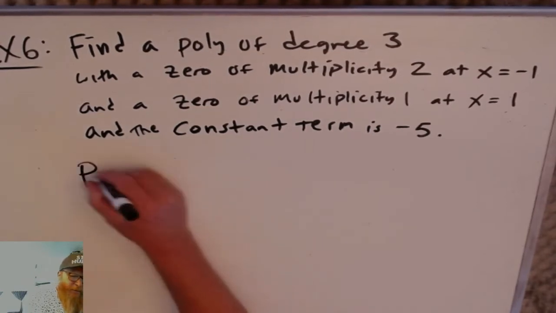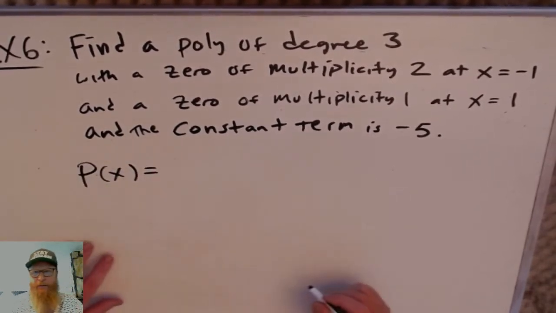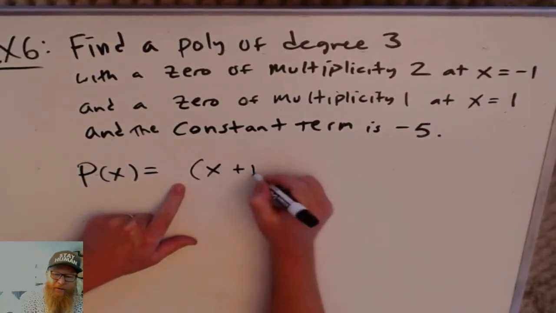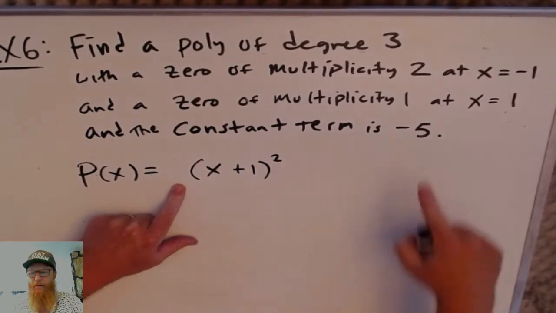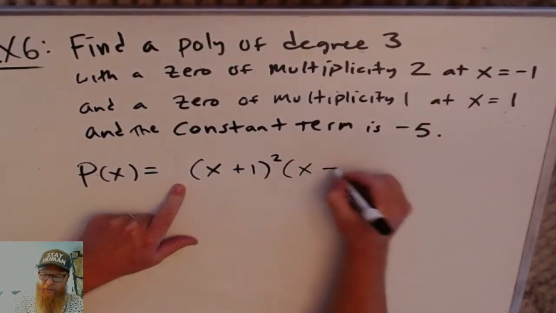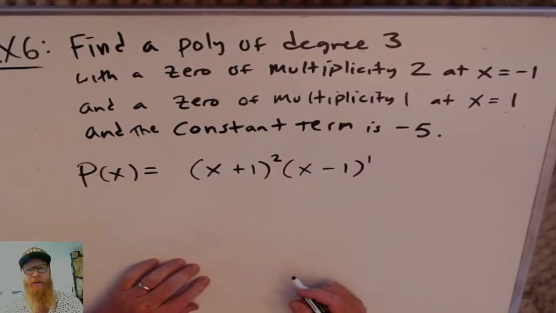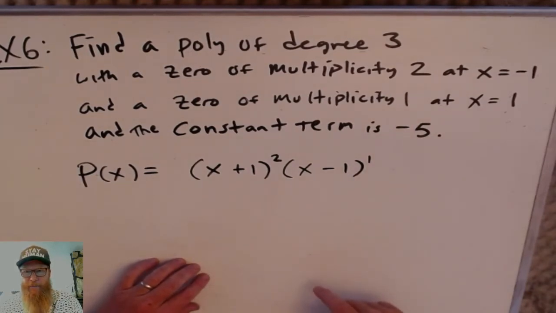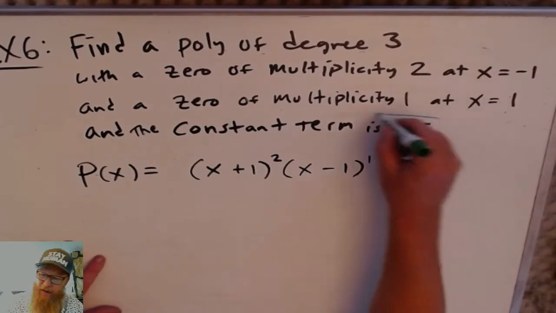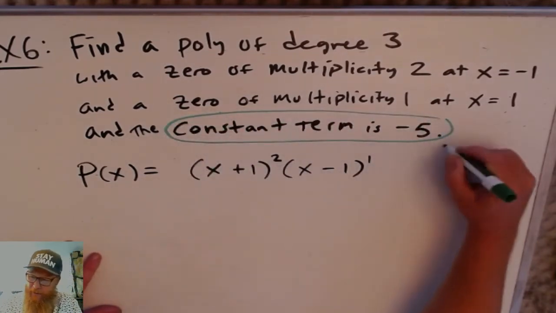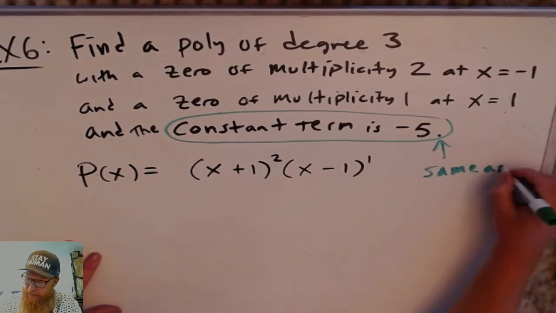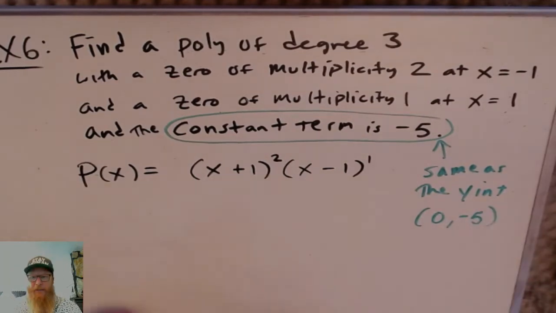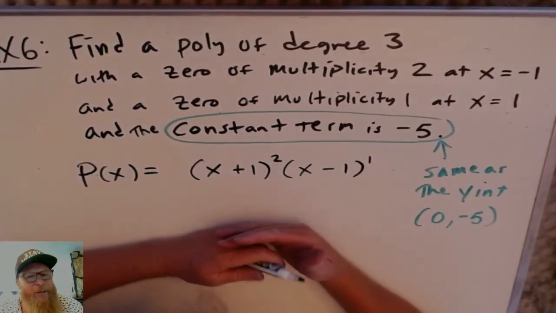All right, so p of x, polynomial, multiplicity 2 at -1, multiplicity 1 at +1. Okay, and the constant term is -5. We haven't talked much about this, but the constant term is the same as the y-intercept. Yeah. Now, I mean, you could say, really? You just told me that for the first time.